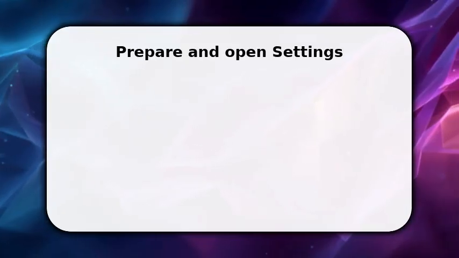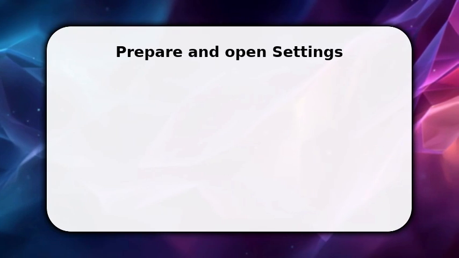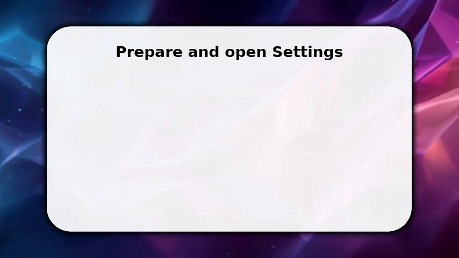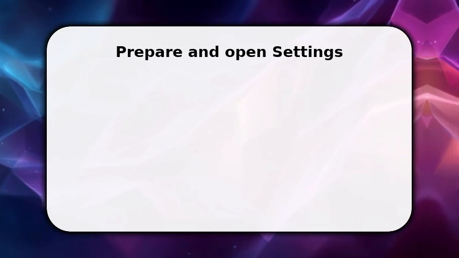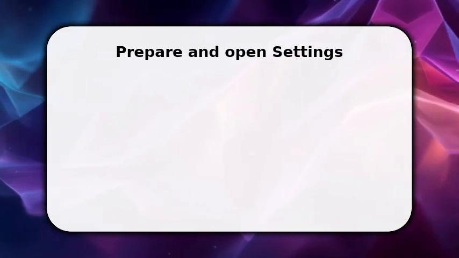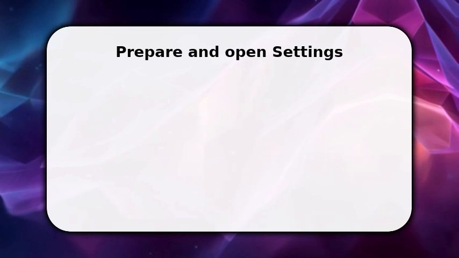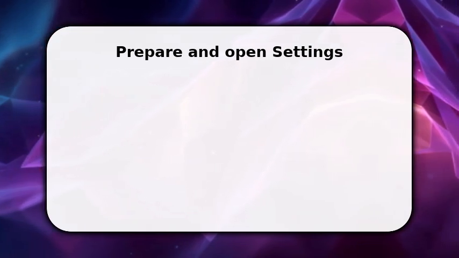You start by ensuring the phone has sufficient power and that you can change settings. Unlock the device and open settings. You can tap the search icon and type language or keyboard to speed things up. Once you locate language and input or keyboard settings, tap it.